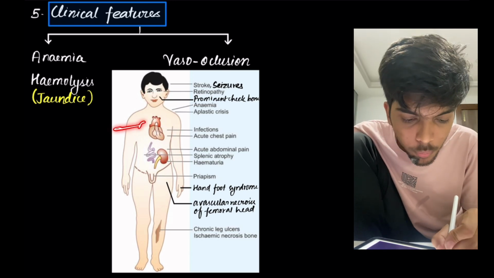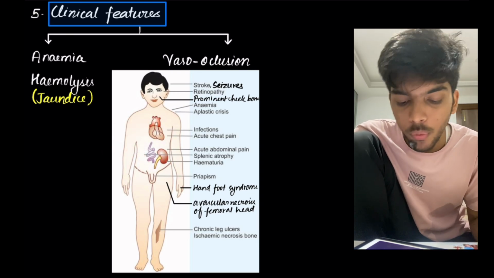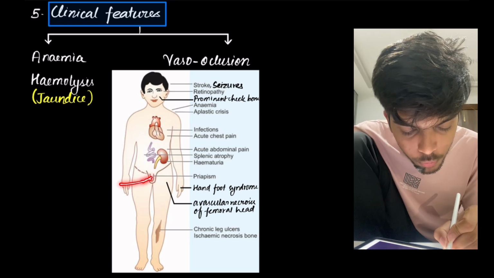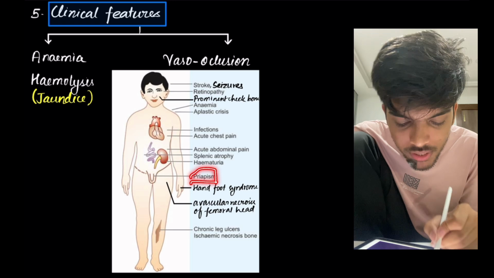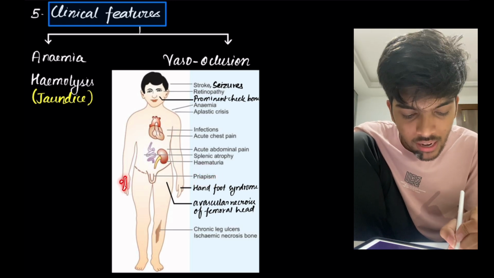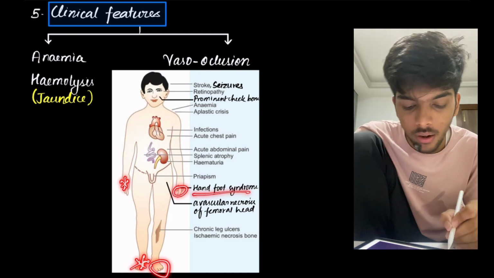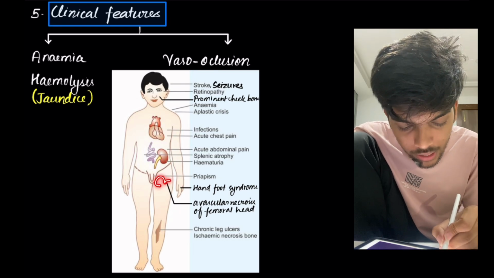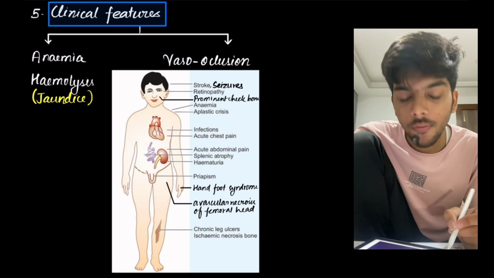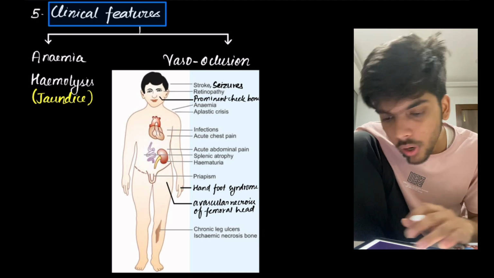Then restriction to blood flow to chest and abdomen can lead to chest infection, chest pain, and abdominal infection. Restriction to blood vessel supplying penis can lead to priapism. To your hand and foot, there are end arteries. So if these end arteries get blocked, your hand and foot swell up and they cause hand-foot syndrome. There is your femoral head supplied by blood vessel. If this blood vessel gets occluded, there is avascular necrosis of the femoral head, and there can be even more.